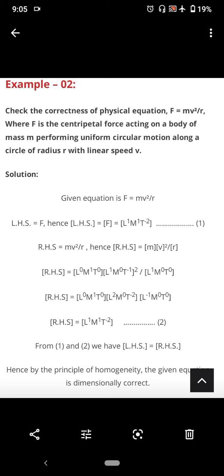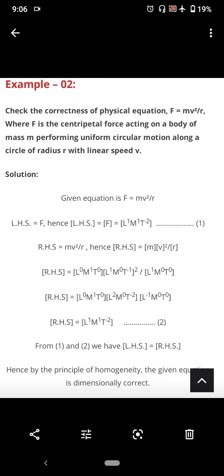On further solving this equation, we get the dimension of RHS as MLT minus 2. The dimension of velocity is LT minus 1. Here we have velocity square, so we square the dimension as well, which becomes L square T minus 2. Keep in mind how L square T minus 2 came.